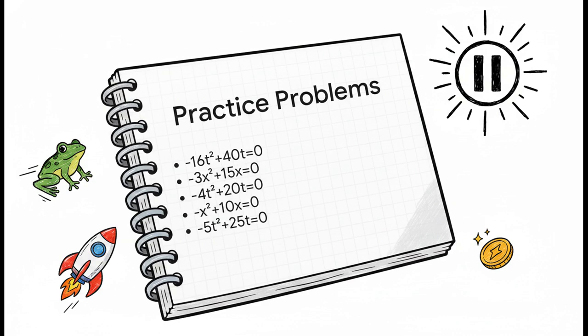For each one, you need to set the equation to 0, factor it, just like we did together, and most importantly, write down the real-world interpretation of what that 0 means. Whether it's an object hitting the ground or a business finding its break-even point, your challenge is to turn those numbers into actual, meaningful insights.